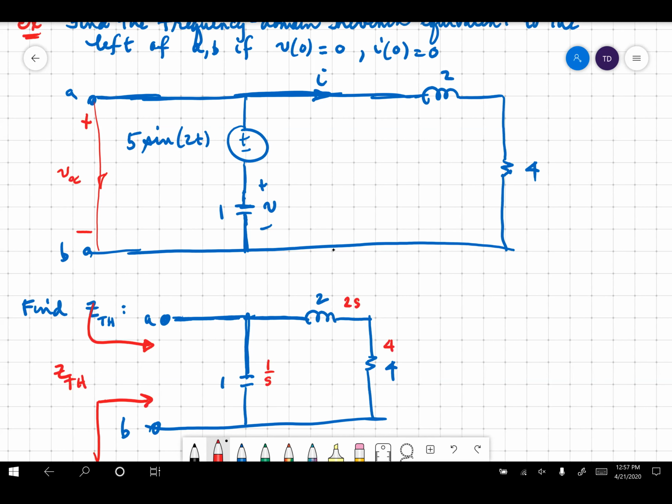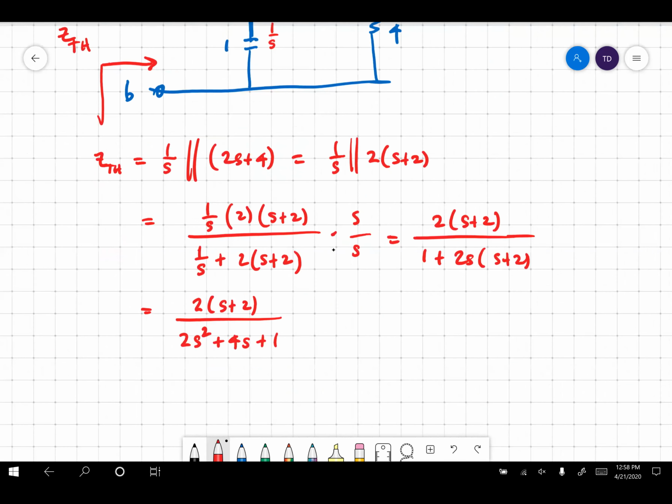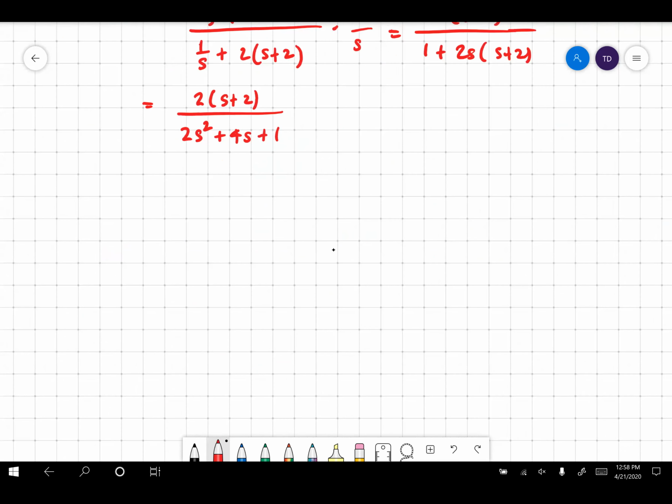I'm not sure which one's easier. So you tell me which one you want to do, the open circuit voltage or the short circuit current. They both seem fairly easy. No preference? You're sleeping? Let's find VOC.